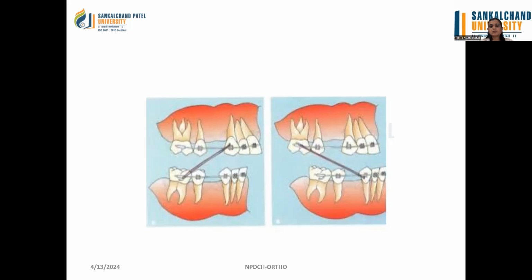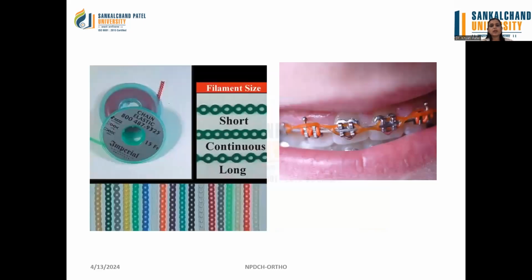Elastics are also used in case of finishing, when we require perfect intercuspation of the posterior teeth, even midline correction. In those types of patients, we use elastics in fixed orthodontic treatment. Now comes the elastomeric chain. See, there are short, continuous and long types. If we use a short elastomeric chain, it will give high force. If we use a continuous elastic chain, the force is even higher.